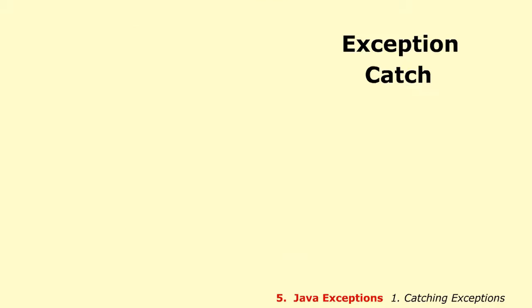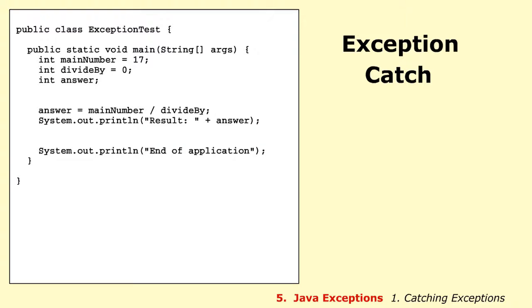Let's see an example. This code simulates a divide by 0 error. Here's our main number. Here's the number we are dividing by. Here we perform the division and display the results. And this final print statement says we've reached the end of our program. Let's compile this program as is and see what happens.